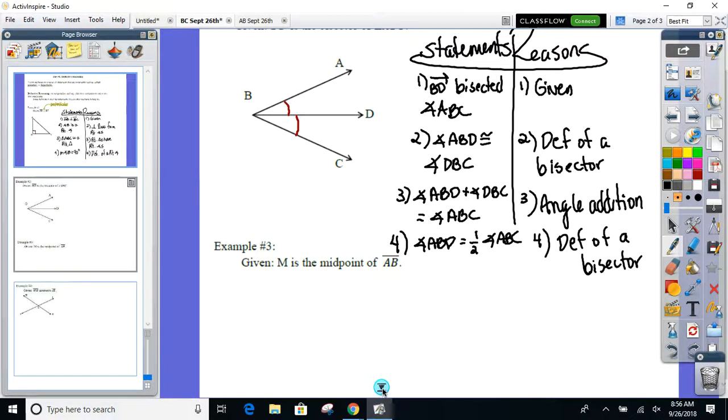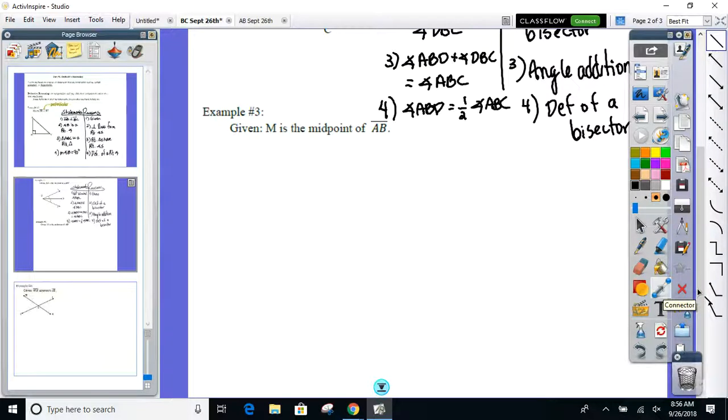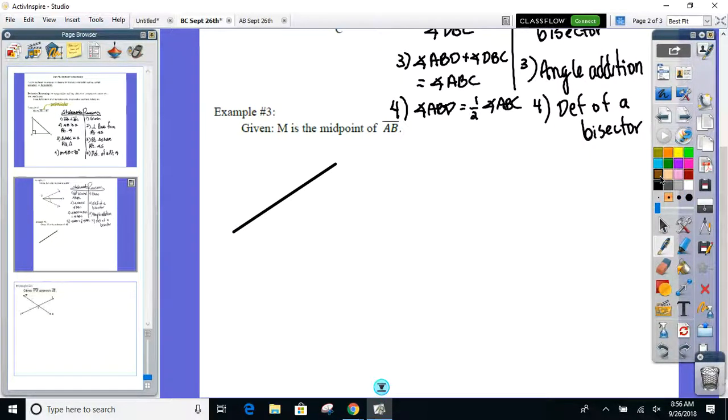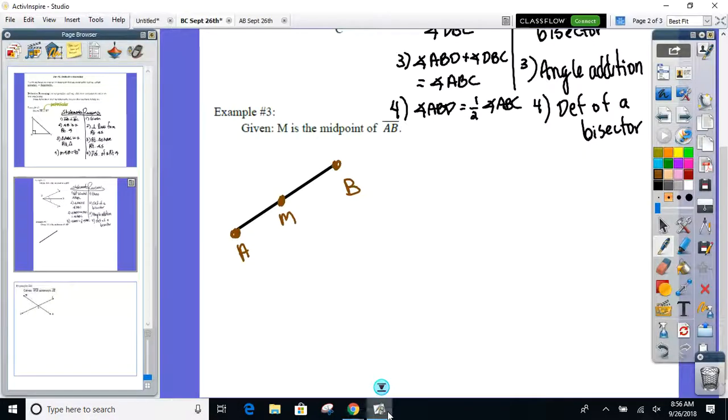Ooh, sorry, kids. What did I not provide for number 3? A diagram. Can you make segment AB with midpoint M on there for me? I did do it on purpose. Okay, can you mark your diagram with anything here? Mark anything? Where?